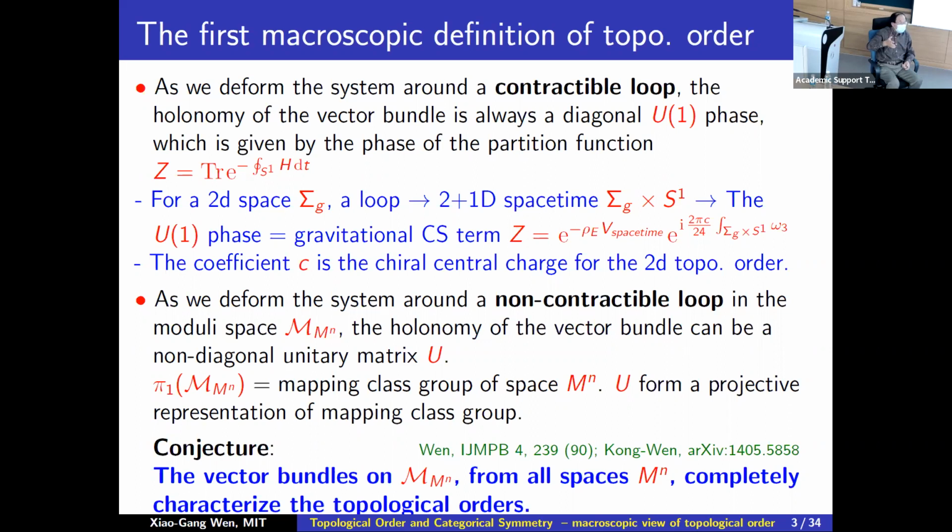Then we find that thermal Hall conductance is really given by this C. For a lattice system, which doesn't have a metric, we cannot do this. However, for a lattice system, we can still study its boundary and compute its thermal Hall conductance. Then from the thermal Hall conductance, we infer that C must be like this.